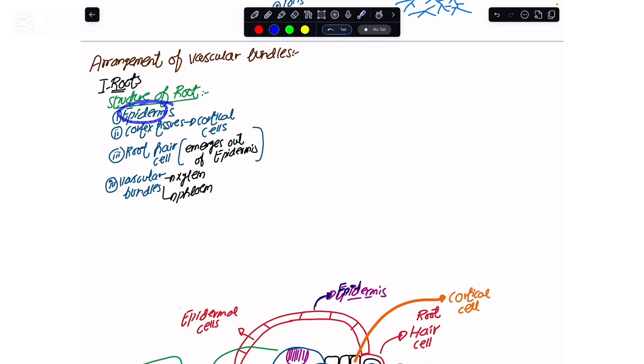Then out of the epidermis there would be cells emerging, and these cells are the root hair cells, and they project outward or grow outward from the epidermal cells, and then among the vascular bundles we have the xylem and the phloem in the case of the roots as well.